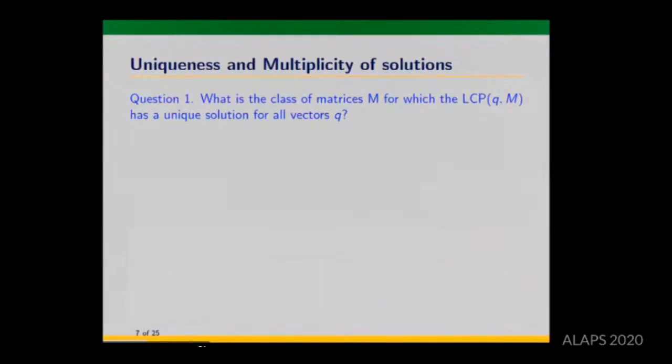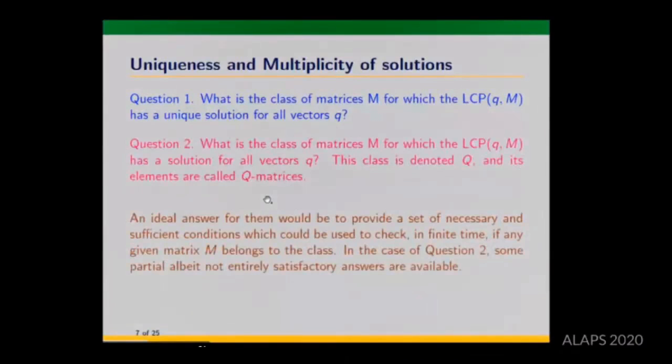As I said, what are the problems associated with the linear complementarity problem? As it is known, the linear complementarity problem unifies a large number of optimization problems like linear programming, convex quadratic programming, linear fractional programming, bimatrix games, etc. So definitely a large number of researchers were interested to study the linear complementarity problem. And so the basic question which arises: what is the class of matrices M for which LCP(q, M) has a unique solution for all vectors Q?